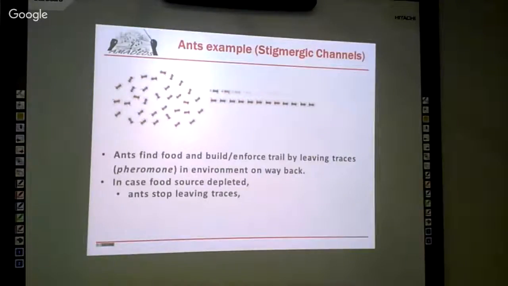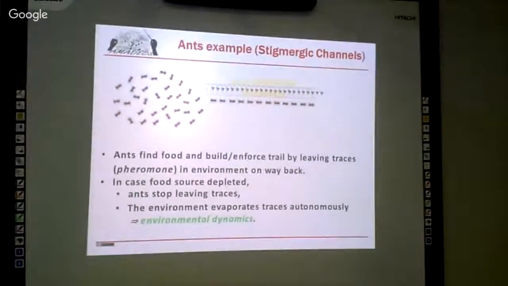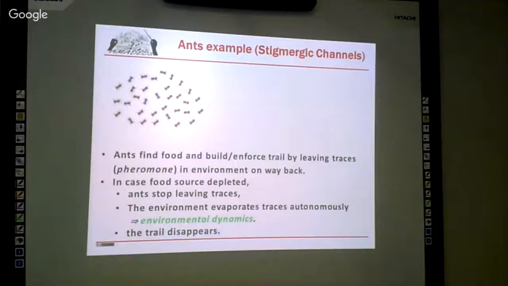The food is finishing. No one deposits pheromone anymore, and the environmental dynamics slowly cancel the highway. Like in here, but in any part, if there is a road and no one is using the road anymore, after some 10 years or more or less, depending on the place, the road disappears. Here is more or less the same. Okay, we have these environmental dynamics which take off the traces of the trail.